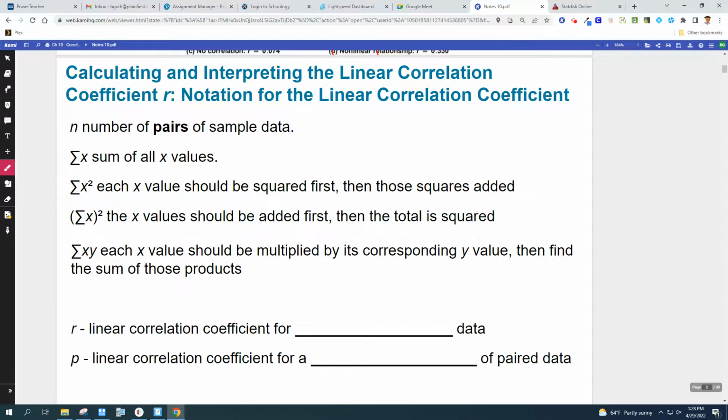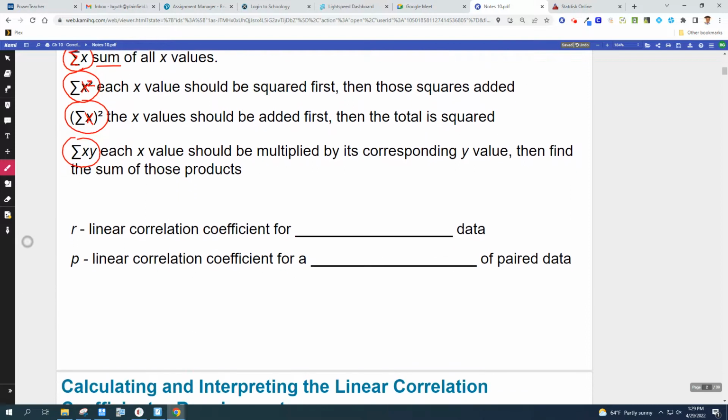When we have to calculate R by hand specifically, we're going to need to know certain things like this. And recall that sigma means the sum. So we're adding up all of the x's, we're adding up all of the x squareds, we're adding up all of the x's and then squaring them. Notice the difference between these two. This says find x squared and then add up all of them. This one says find x, find the sum of all of them, and then square it. So the order is kind of important there. This says find the sum of all of the x times y's. We'll see that here in a bit when we do an example.